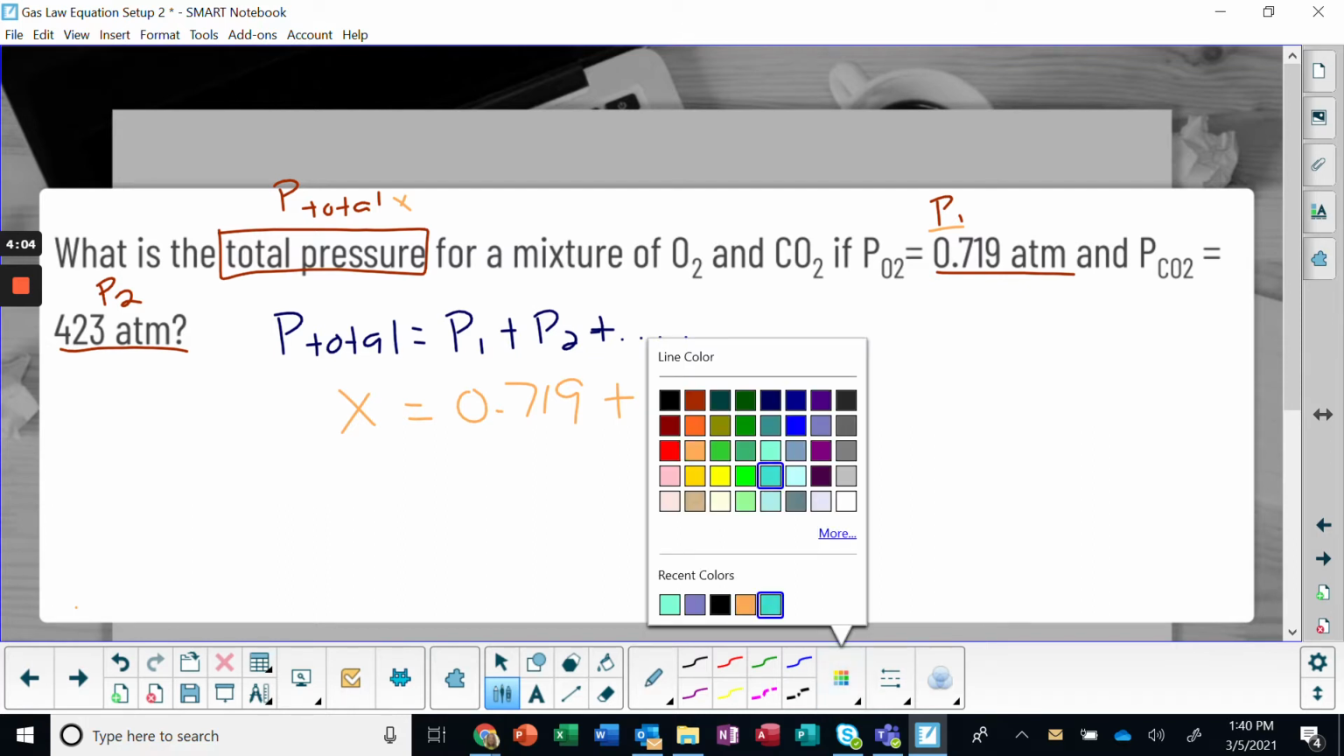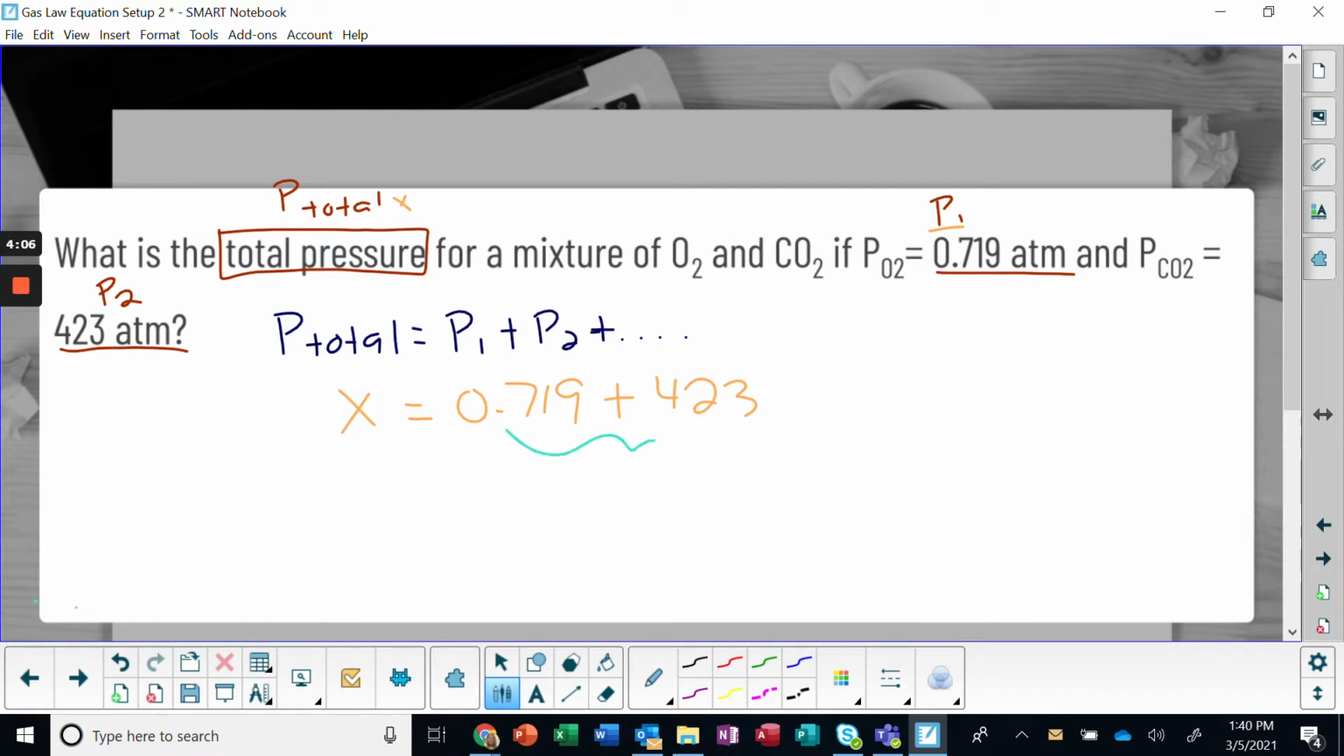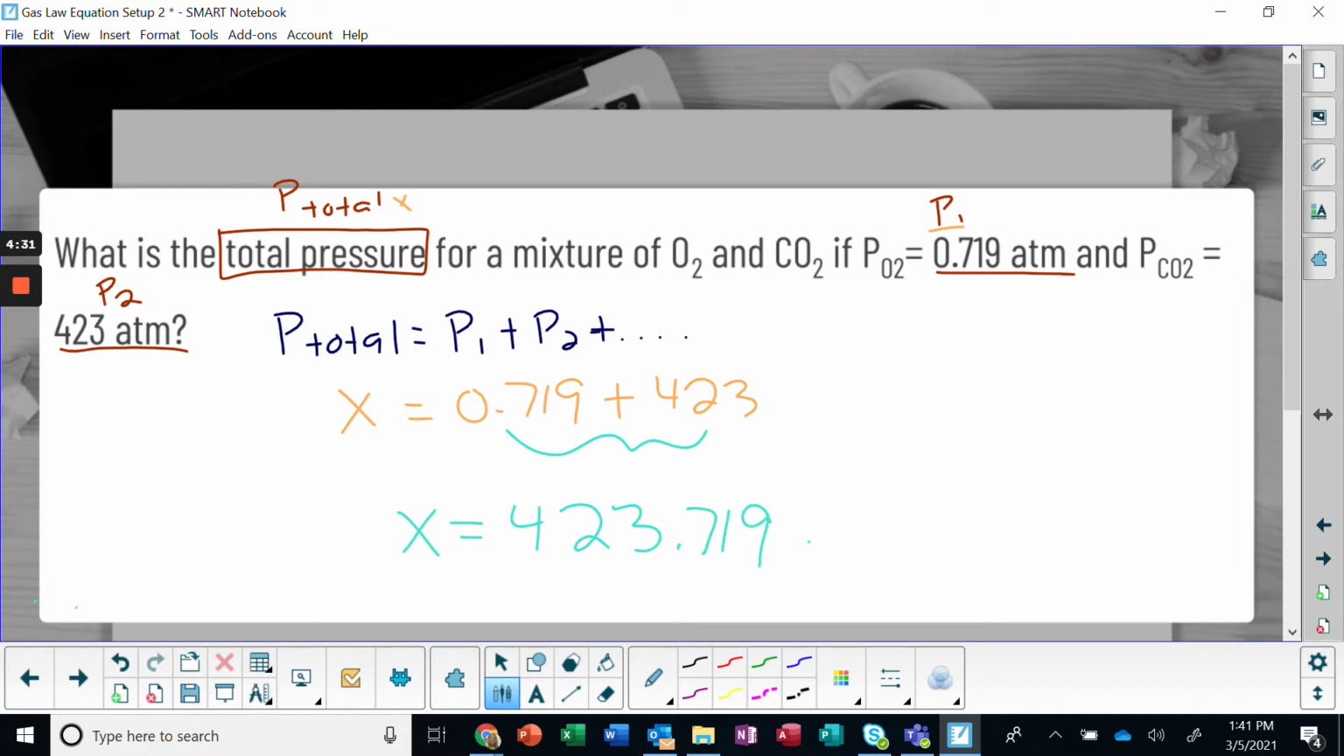Pretty easy, right? X equals, we plug that into our calculator, we add those two numbers together, 0.719 plus 423, and we get x equals 423.719 atm. Make sure you are always including your units. Okay? Alright.